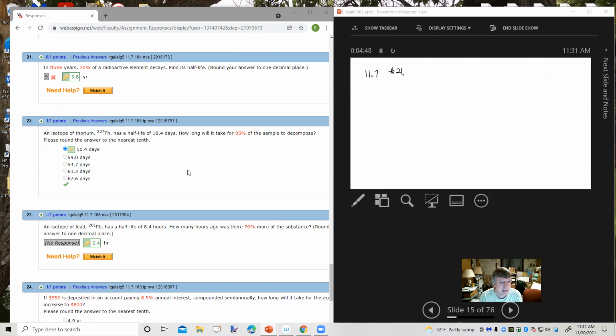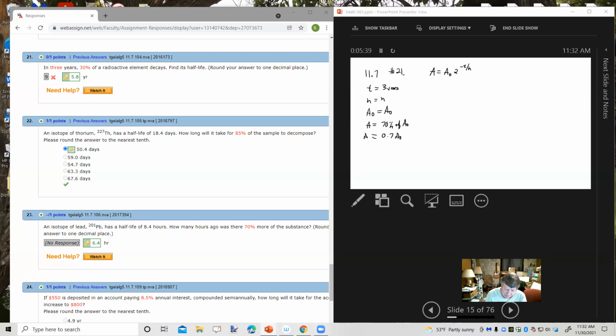It says, in 3 years, 30% of a radioactive element decays. Find its half-life. So we're going to use the half-life formula: A equals A sub 0 times 2 to the negative T over H power. We know that the time is 3 years. The half-life is what we're trying to find. It says 30% of a radioactive element decays. So at the beginning, we have A sub 0. At the end, we have the result of 30% decaying, which means we have 70% of A sub 0, or 0.7 A sub 0.